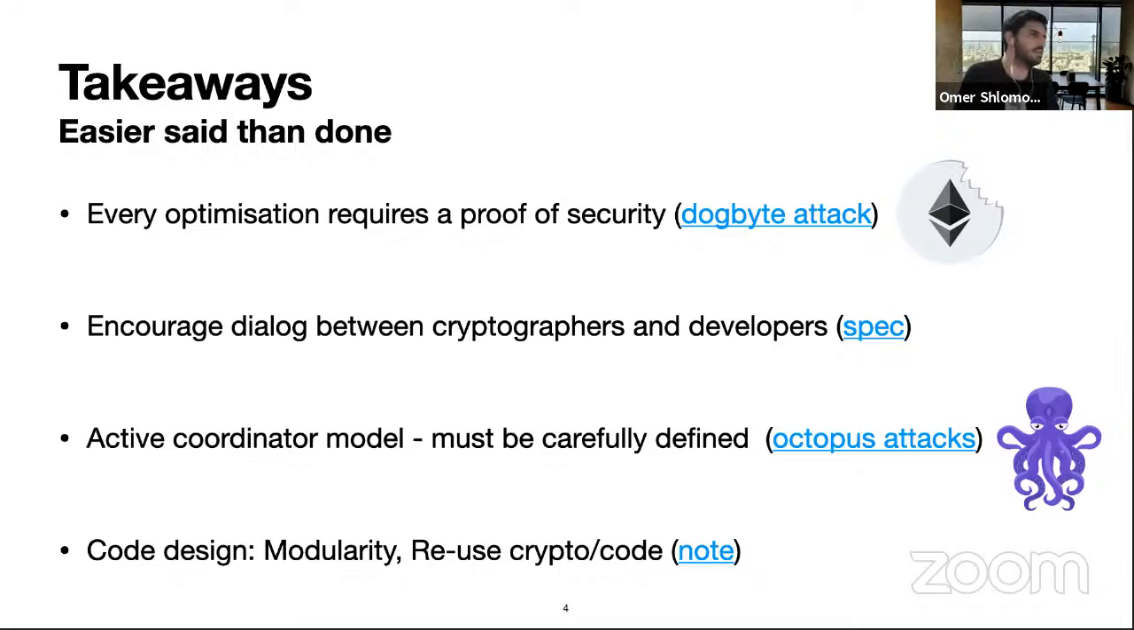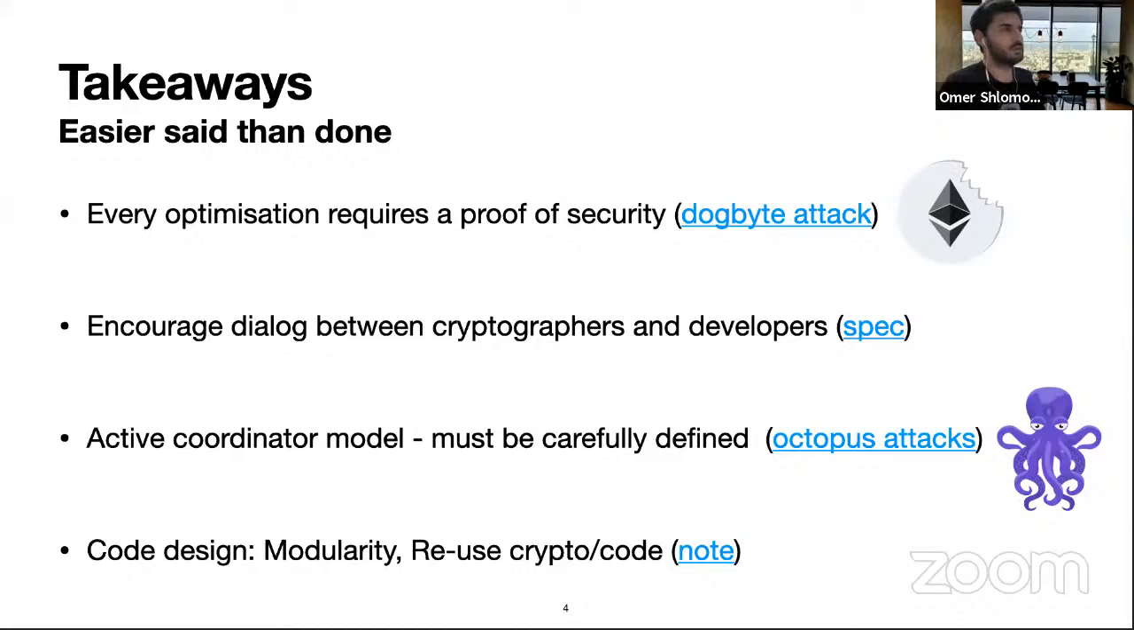So first is that optimizations require proof of security. Usually, when we write papers, and then when we want to implement it in real life, we are making all sorts of optimizations. Now, even if they are trivial or make a lot of sense intuitively, the dog bite attack shows one example of how two very common and sensible optimizations combined together create this kind of attack.